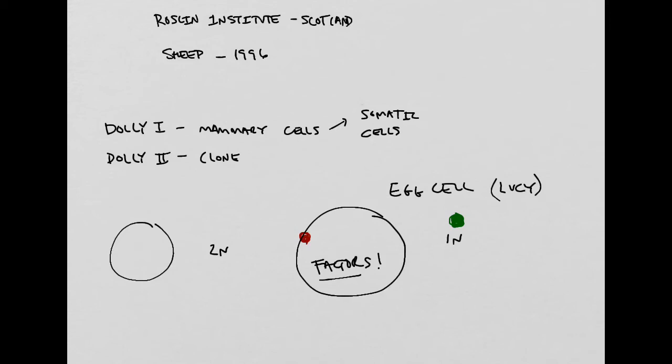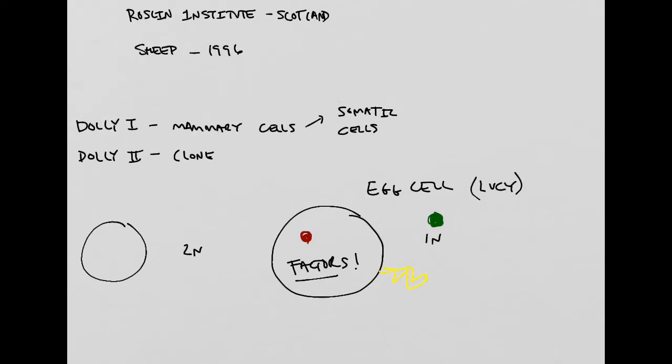And then they zapped it with electricity. And it caused the cell to incorporate the nucleus into the cell. Okay, so zap the cell with electricity, it incorporates the nucleus, and now this cell is 2N.